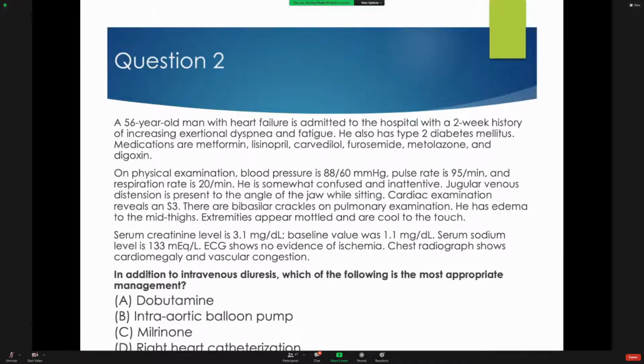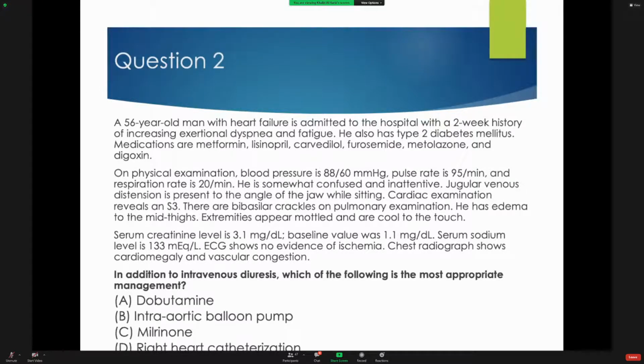What other points are very important here? The jugular venous distension is present to the angle of the jaw. Hypotensive. So he has high JVP and hypotension. This is one of the most important points. And he has a risk factor, diabetes mellitus. Yes, diabetes mellitus as well, type 2, which is a chronic disease.